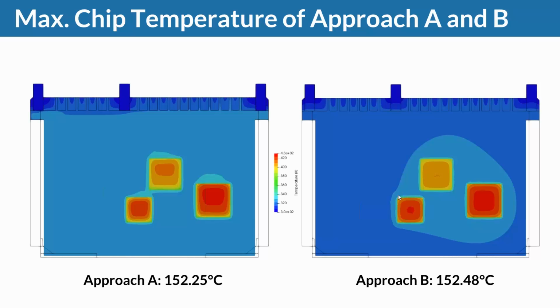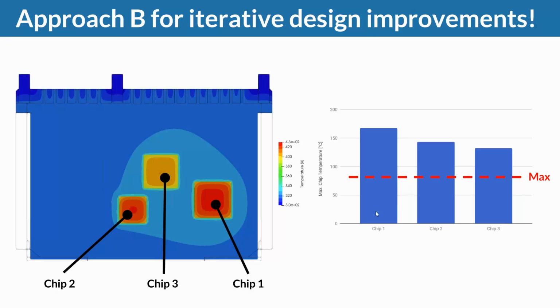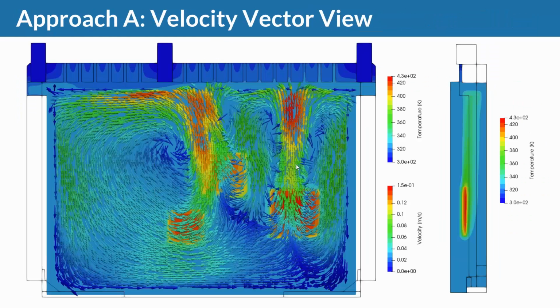So, looking at some iterations. Summing this up, we've got approach B results here. Our max temperature should be somewhere around 90, 80 degrees Celsius, something like that, 90. But we're actually north of 150 for chip 1, somewhere around 140 for chip 2, and 130 for chip 3, something like that. And so when we go back and look at the temperature field again in a cut section through the hottest chip that you can see here on the right, we can see that conduction into the PCB is not very good, right? And printed circuit boards are known for that.